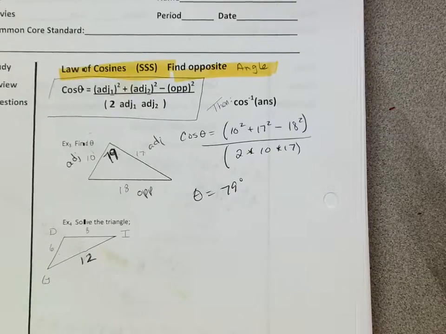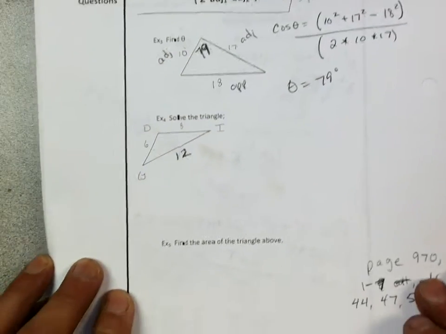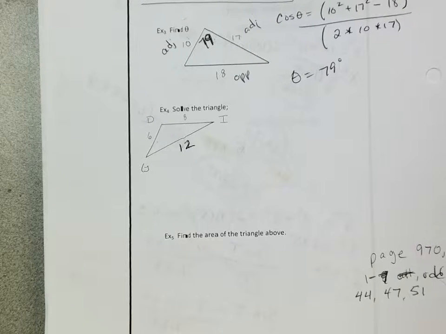Now it says solve the triangle. So if we have to solve the triangle, we've got to find an angle first. I gave you a hint. Which angle should I find first? D. I should find D, because the law of cosines will be able to get D.